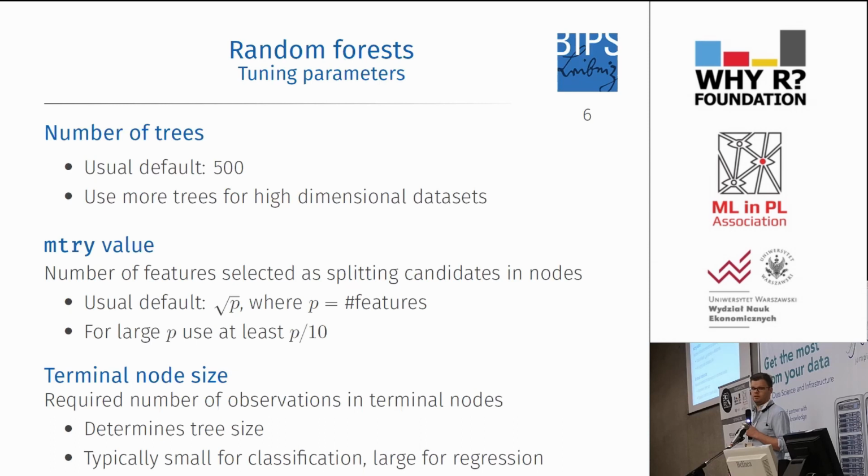The same is true for the number of trees. And you should increase the mtry value for high dimensional data sets, but we will also see that later. And you have the terminal node size. This determines the tree size. You choose a small one usually for classification and a larger one for regression trees. And you could instead also put an upper limit on the tree depth. This is essentially a stopping criterion, so how far to grow.